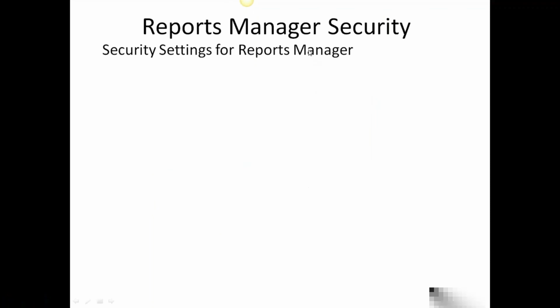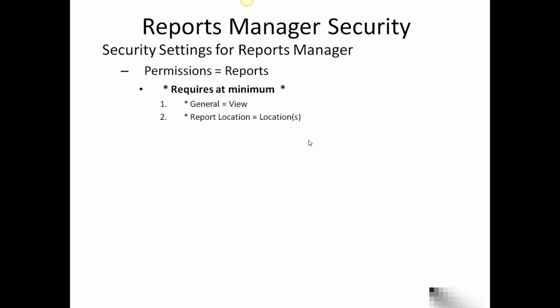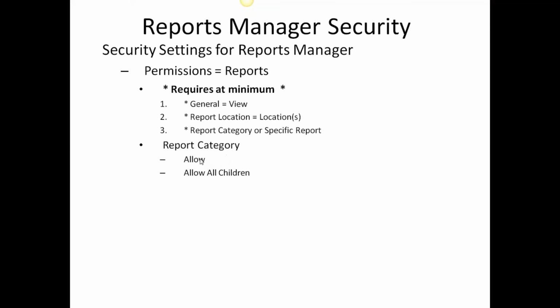Let's do a quick review. Report security permissions require at minimum the general view, a report location, and of course a report category or a specific report. Report categories can allow the category only or all of the treed reports underneath the specific category. A report could be identified as a specific report, meaning not a category, not all the children, but a specific report, one or more.